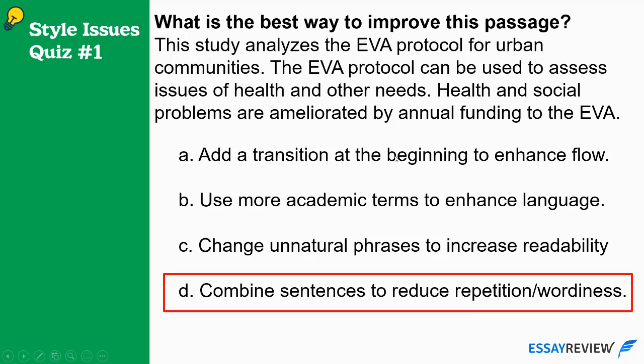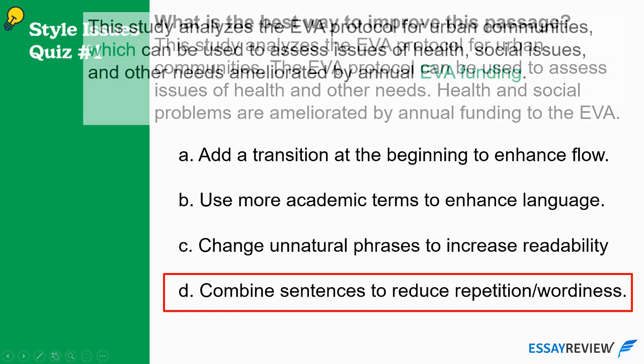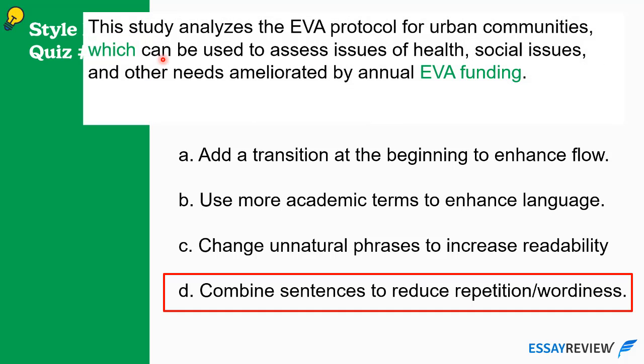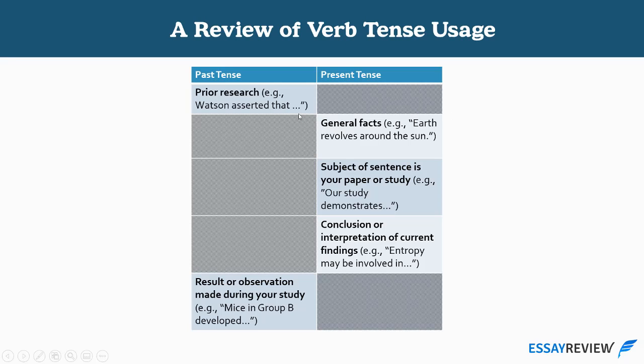Yeah, the first thing I notice is just the repetition, right? How can we do that? I think the first thing we could do is combine the first two sentences, and add a relative pronoun, a "which," right? So this study analyzes the EVA protocol for urban communities, which can be used to assess issues of health, social issues, and other needs, ameliorated by annual EVA funding. It's much shorter.